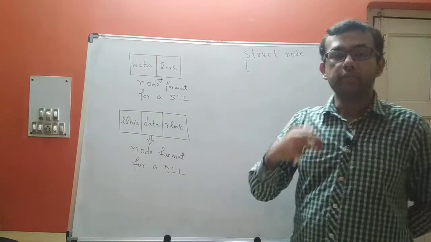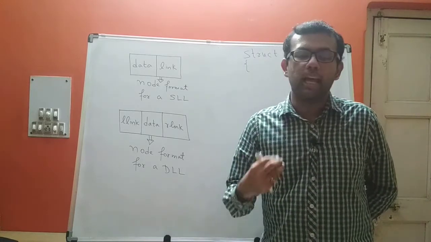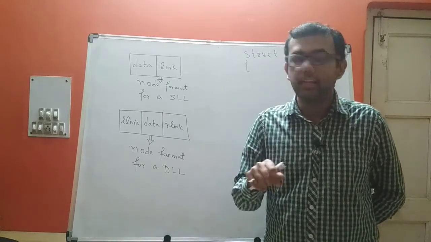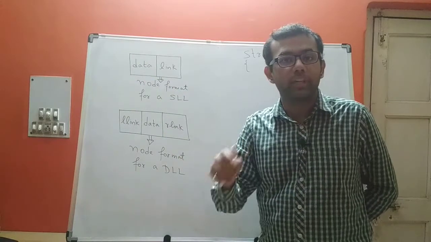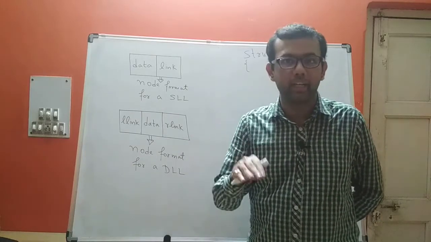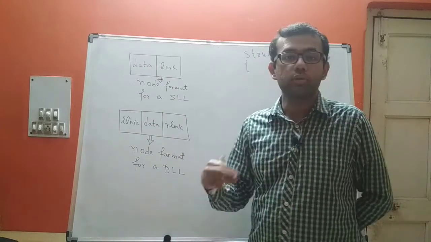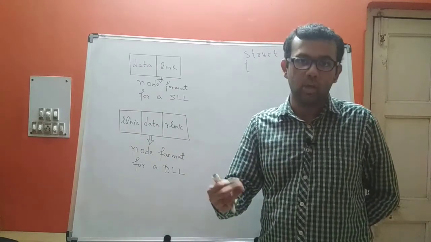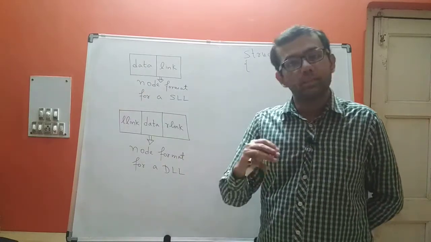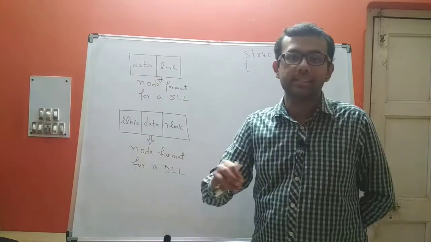Now the thing is, the information that I want to store in my linked list can be of various types. Let's say I want to store the names of all the students in my class in a linked list. Then this data part will be of type string. If I want to store the heights of all students in my class, then the data part of the node will be of type float. Let's say I want to store the marks of a particular subject of all students in my class, then the data part will be of type int. So in this way, depending on your application, the type of the data part is decided.